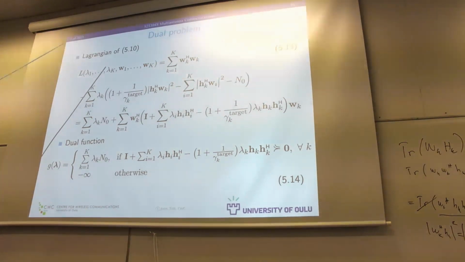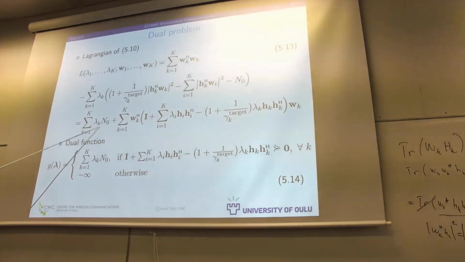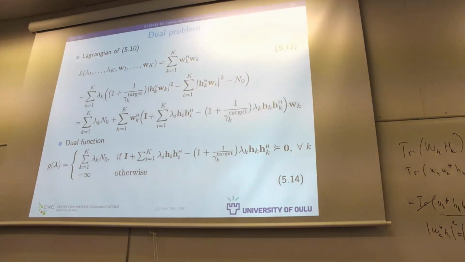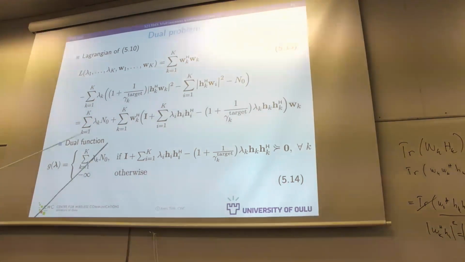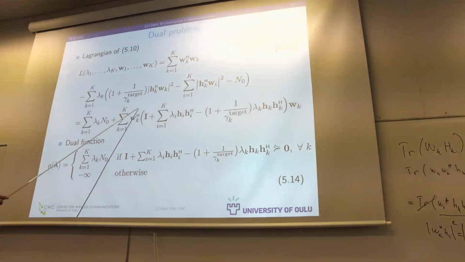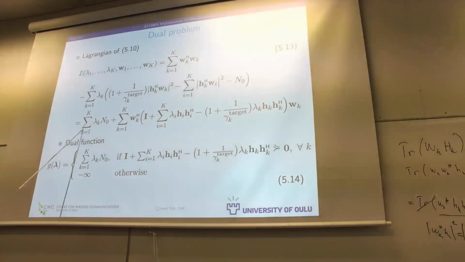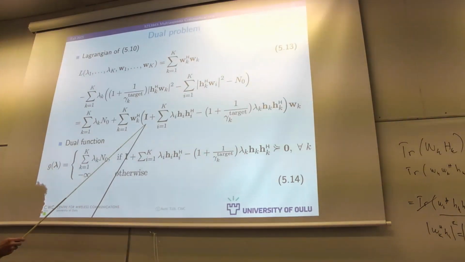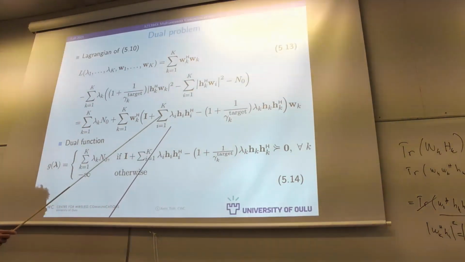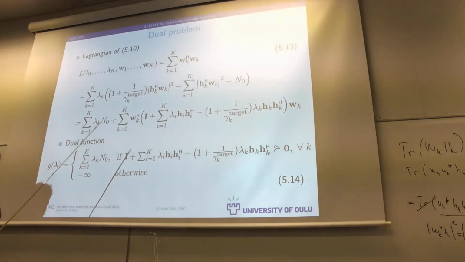Okay, so if you want to write a dual problem, basically we want to find now what the optimal dual variables are. The first step after the Lagrangian is to write the dual function. The dual function takes the infimum over the primal variable WK. From this expression, you can see that if this matrix has a negative eigenvalue, right?